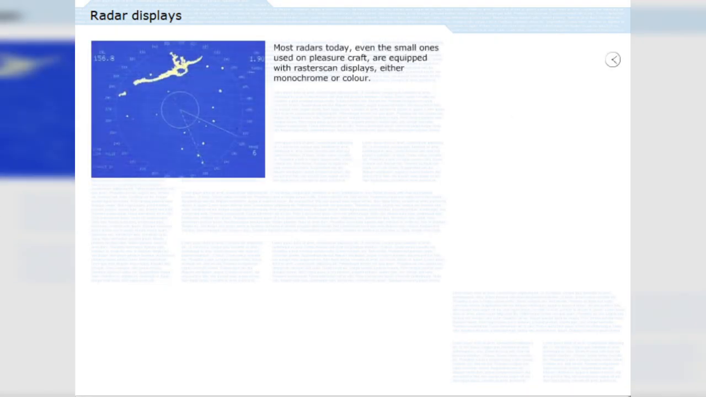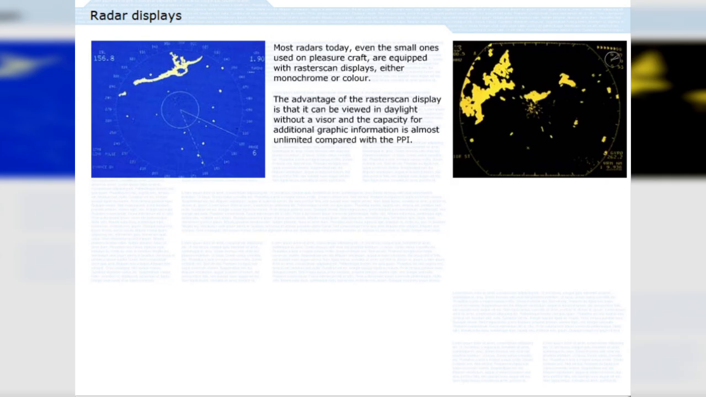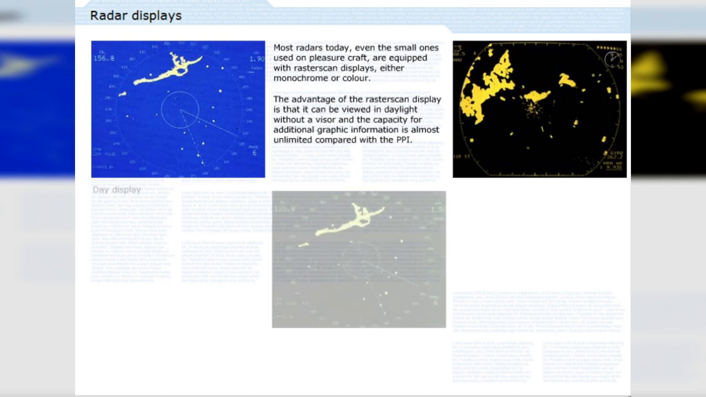Most radars today, even the small ones used on pleasure craft, are equipped with raster scan displays, either monochrome or colour. The advantage of the raster scan display is that it can be viewed in daylight without a visor, and the capacity for additional graphic information is almost unlimited compared with the PPI.